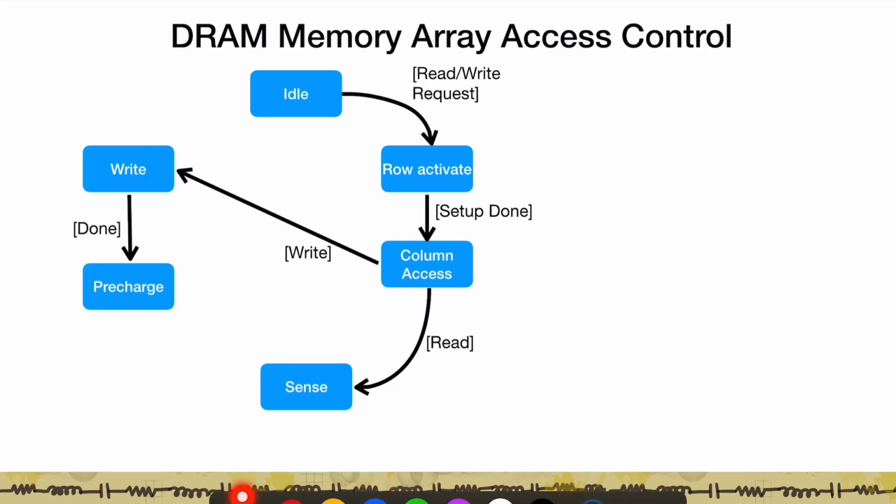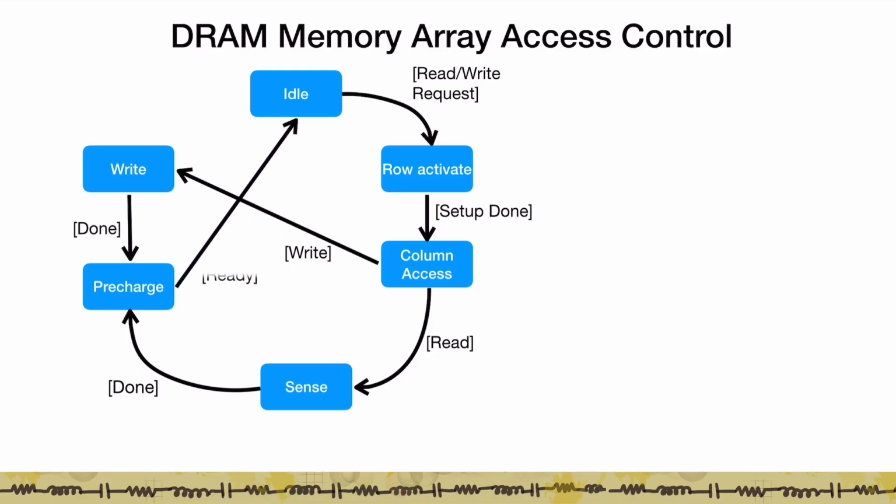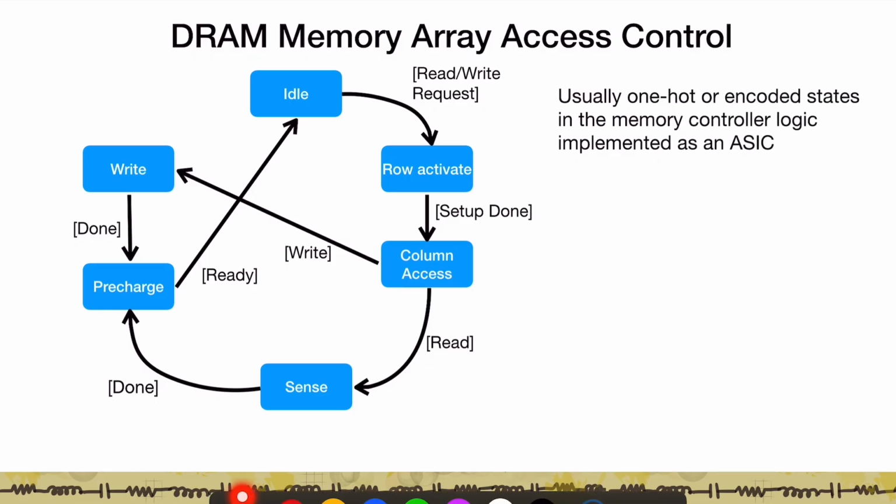Once the write is done, you need to precharge the bit lines, so you send it into the precharge state. After the read is done also, you send it into a precharge state. And once the precharge is complete and detected, when the precharge is ready, you send it back into the idle state. So here again, typically what we use is one-hot or encoded states in the memory control logic, typically implemented as an ASIC.